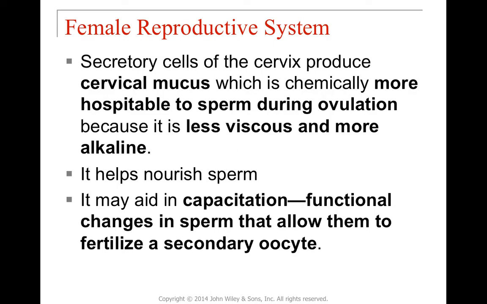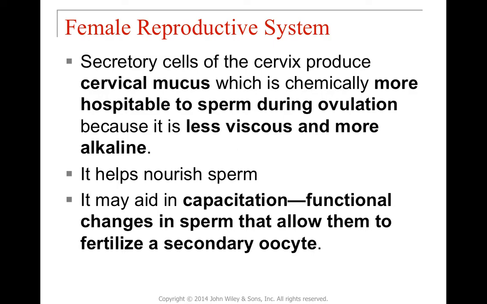It's going to help nourish the sperm. And there's also a process called capacitation. So just like the sperm had to undergo a maturation event inside the epididymis, they also have to undergo a maturation event that occurs inside the female reproductive tract.